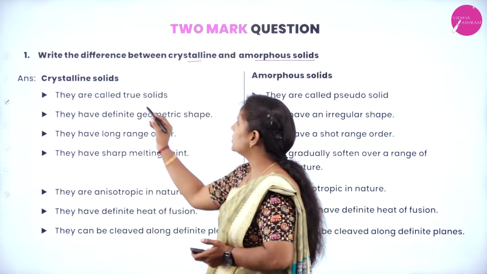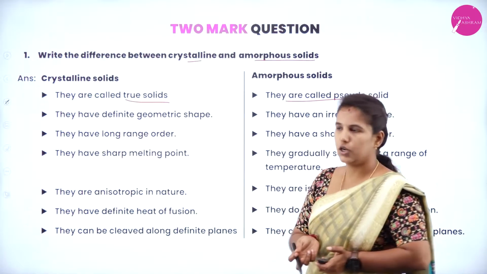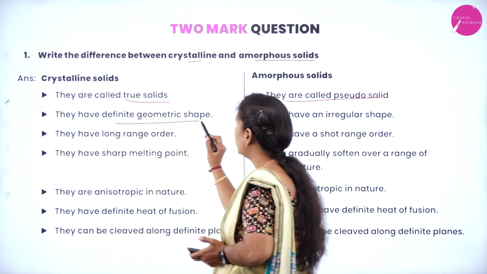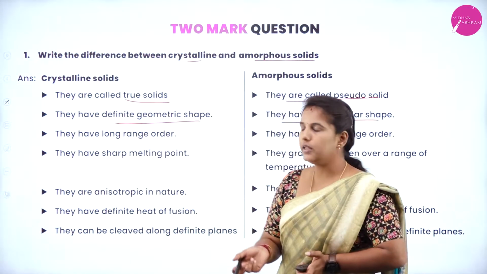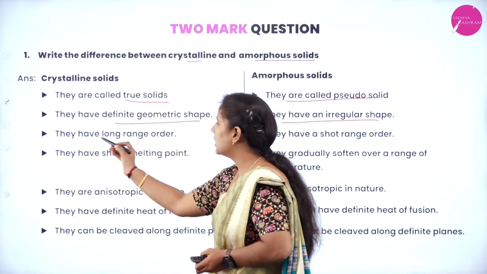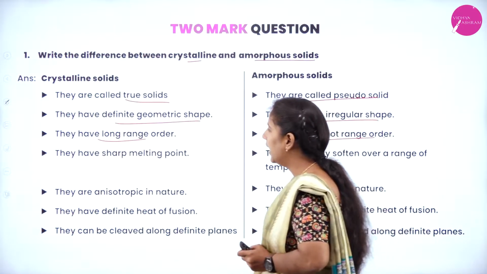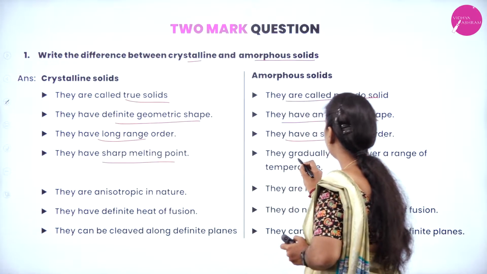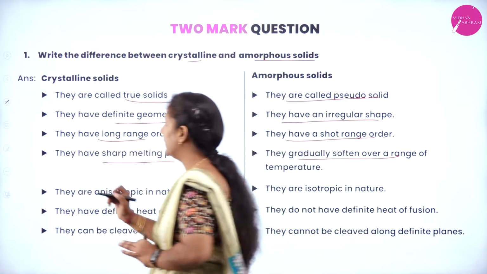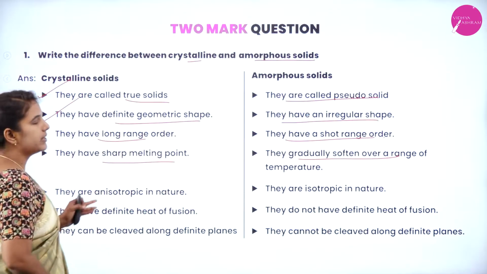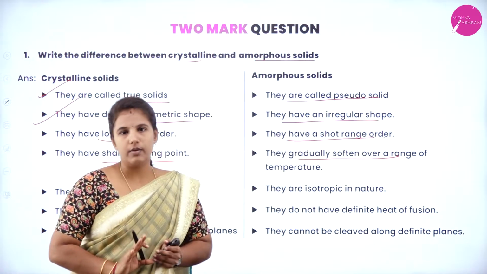Crystalline solids are also known as what? True solids, whereas amorphous solids are also known as what? Pseudo solids. Crystalline solids have a definite geometric shape, whereas amorphous solids have no definite geometric shape and are usually irregular in shape. Crystalline solids have a long range order, whereas amorphous solids have a very short range order. Crystalline solids have a sharp melting point, whereas amorphous solids gradually soften over a range of temperature. Remember, any 2 proper differences are enough to get 2 marks.